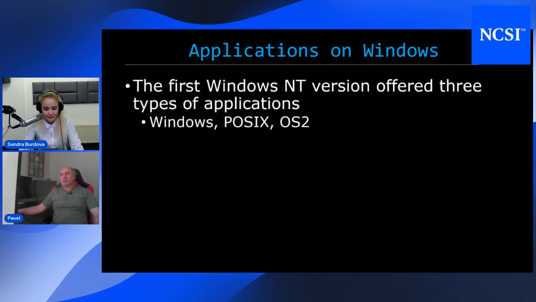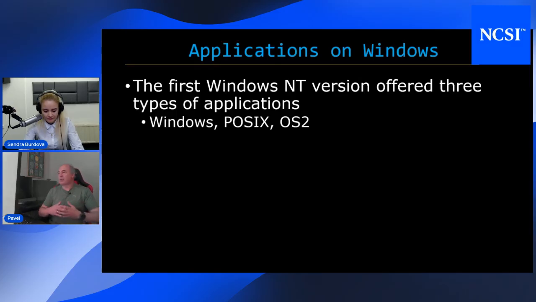So originally, Windows NT back in 1993 was the first version of Windows as we know it today. It offered actually three types of applications. The first one is what we are familiar with today, which is the Windows application. And these are the normal applications we're familiar with. But in fact, there were also two other types of applications that were available at the time. They were based on POSIX, which is a certain standard of Unix, and OS2.